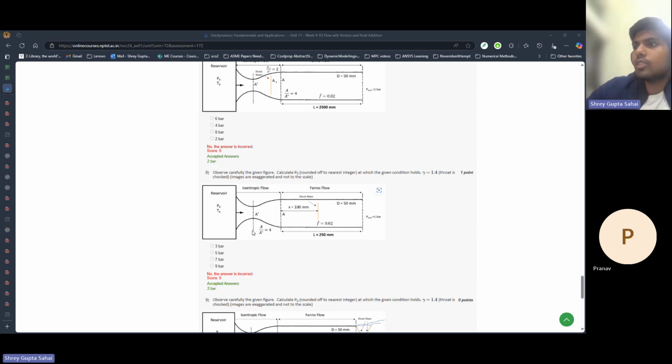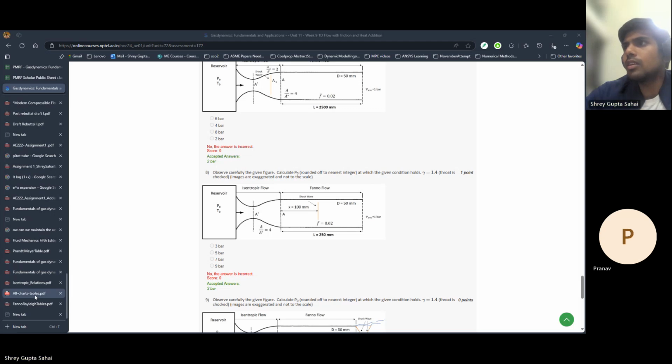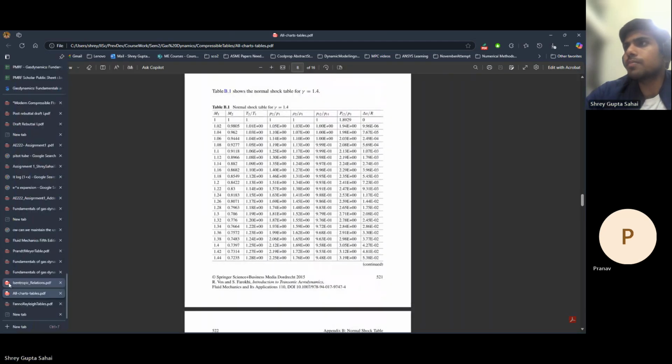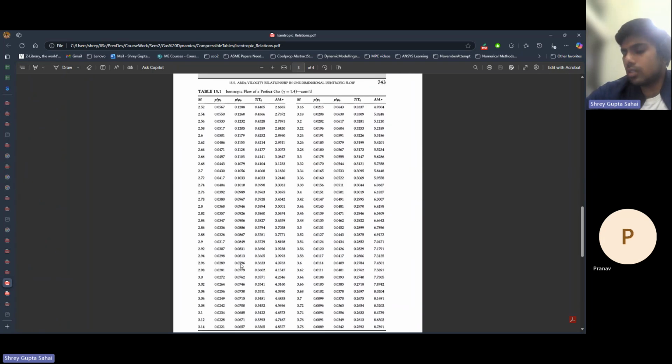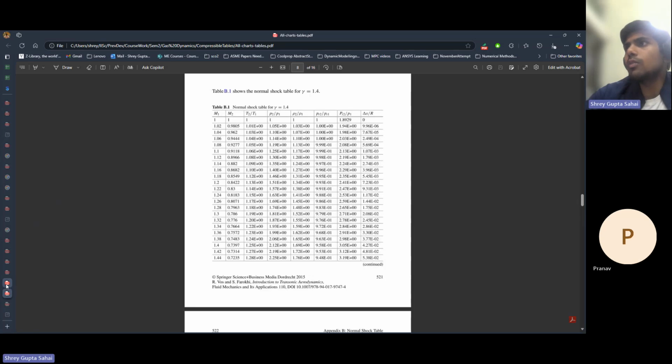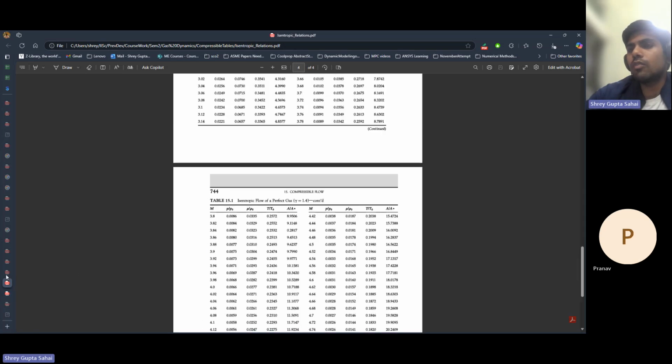So the area ratio is 4, right? If I open the tables for 4, corresponding to 4, you got 2.95, right? Yes, I got 2.95. 2.95 is fine, or 2.94 is also okay. So at least your Mach number is fine. Then I guess we can switch to Fanno flow.